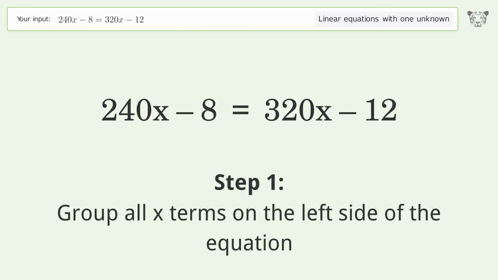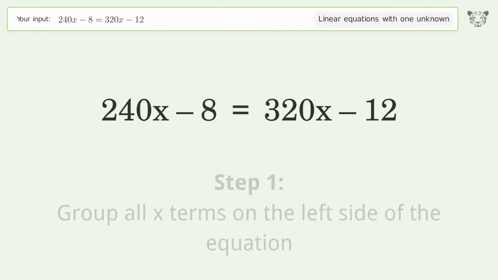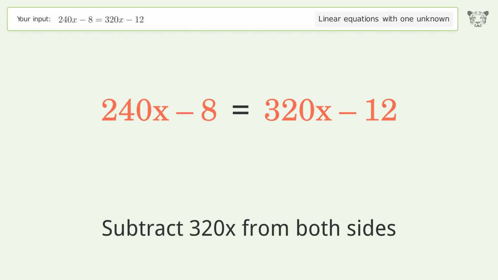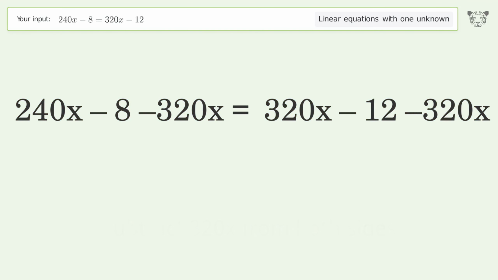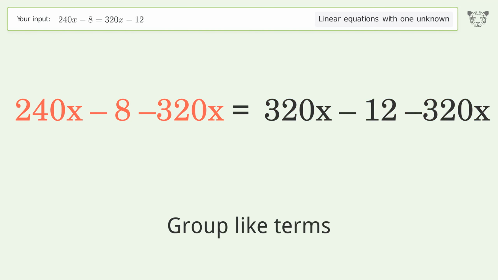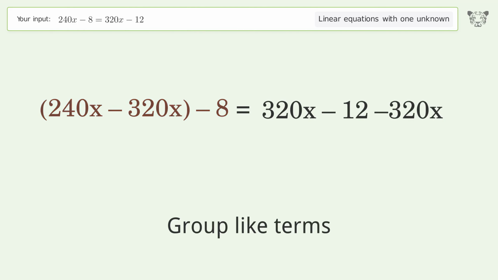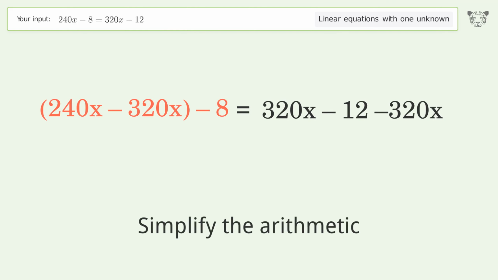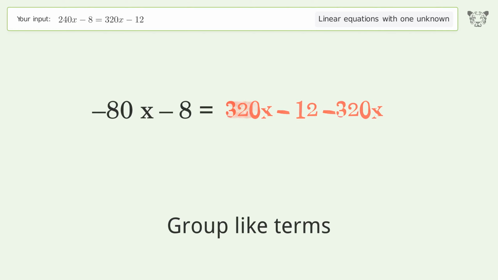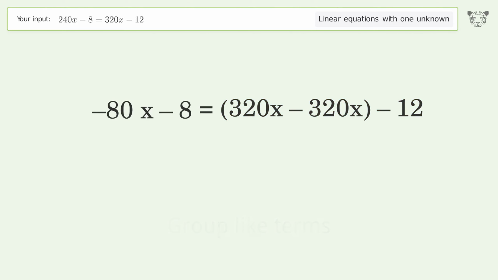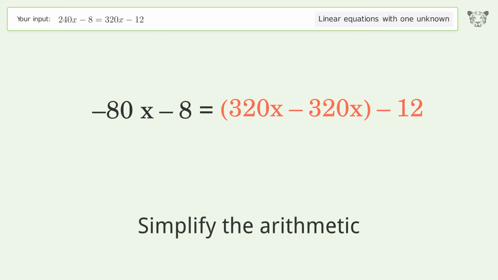Group all x terms on the left side of the equation. Subtract 320x from both sides. Group like terms. Simplify the arithmetic. Group like terms. Simplify the arithmetic.